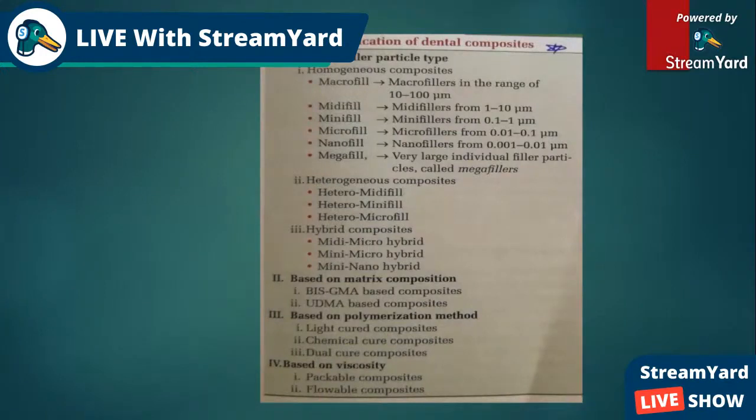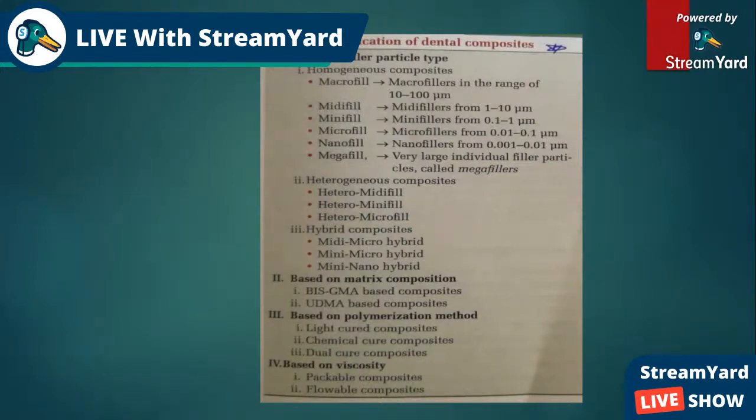And the other is based on composition, which is again Bis-GMA based composites and UDMA based composites. Then based on the polymerization method, there is the light cure composite and the chemical cure composite, which comes in a two paste system, where you combine both of the pastes to form a homogeneous mixture and then apply it to the cavity. The main problem with the chemical cured composite was that you have little working time to work with, because it sets at a very fast rate, and the humidity and the temperature also affect it. And the second thing is, when you apply it to the cavity, it might incorporate oxygen particles and maybe weaken the bond between the tooth and the composite.